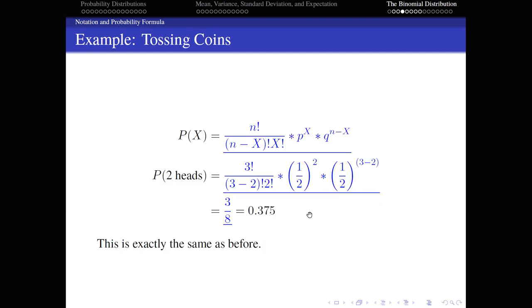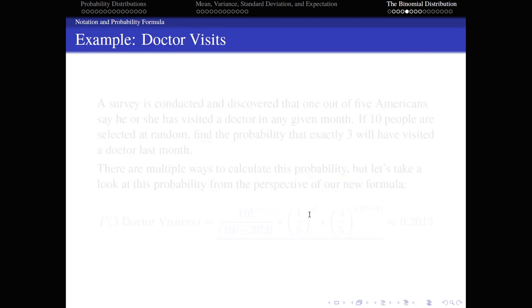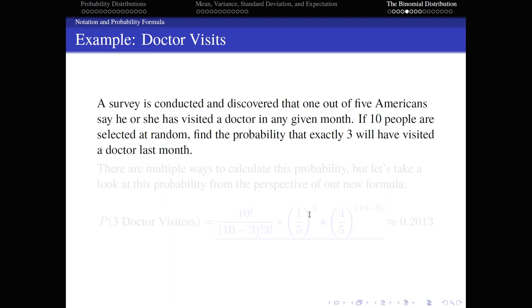Now note that we could write out the sample space and the event space in this case, but in many other examples we can't. So here's an example of a word problem that we could see. Surveys discovered that 1 out of 5 Americans says they visited the doctor. If we look at 10 people, what's the probability that exactly 3 will have visited the doctor? Note again this word exactly. We're not talking about less than 3 people or greater than 3 people. We're talking about exactly 3 people on the dot.